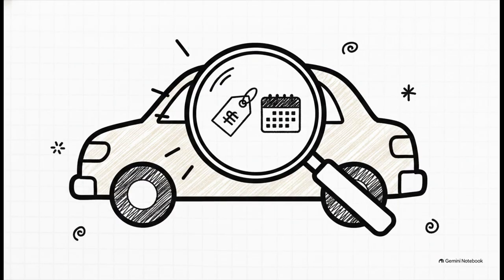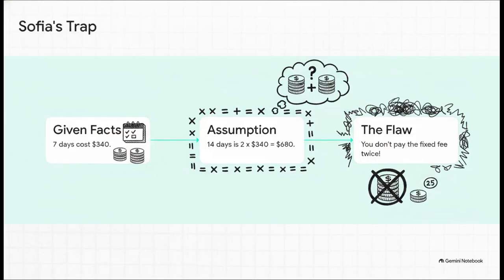Well, to find the truth, we have to uncover the hidden function. According to our source material, the actual pricing structure for this rental car is a fixed fee of $25 plus $45 per day. Let's look at a student named Sophia from our source text who fell right into this trap.